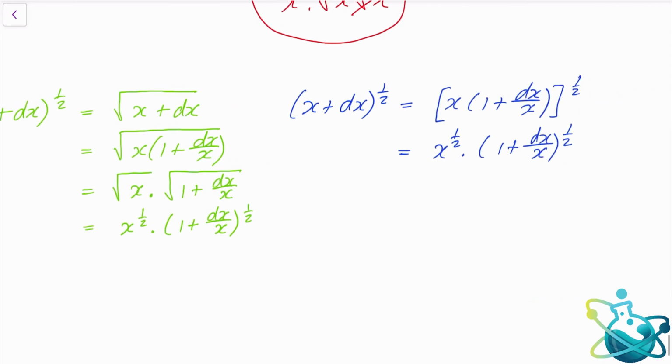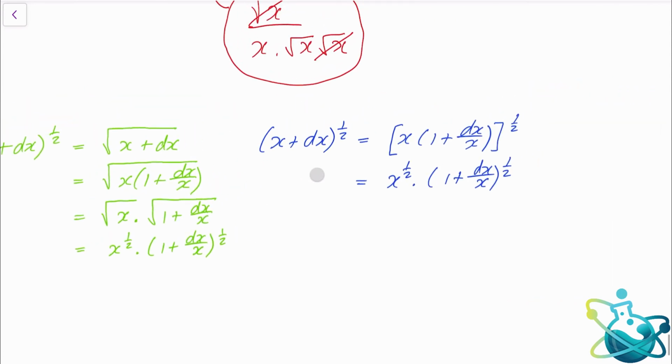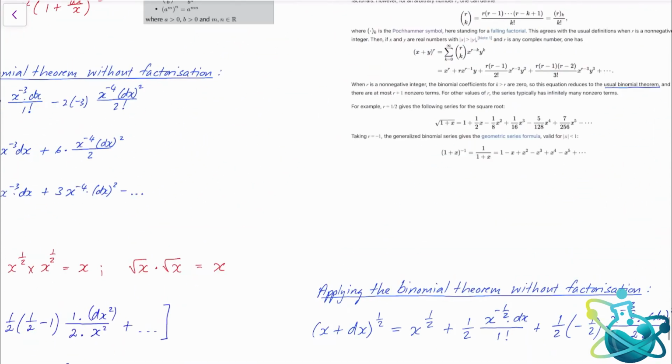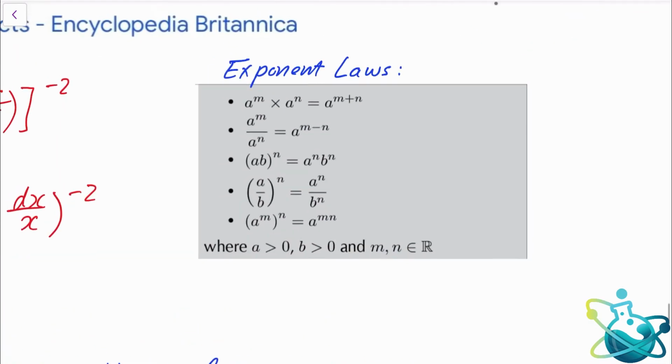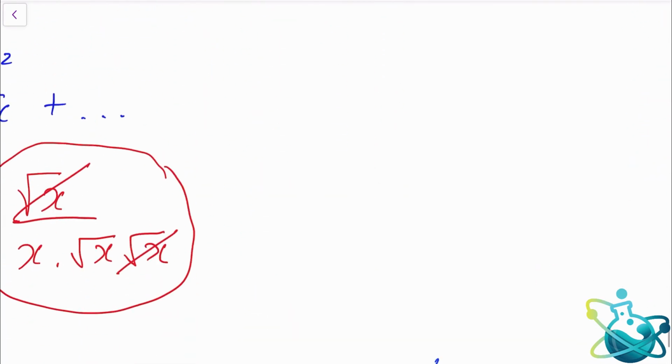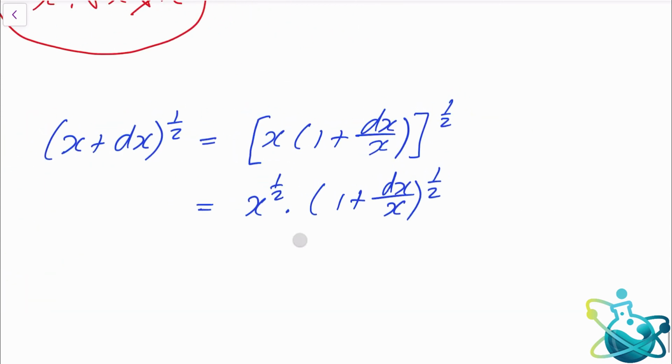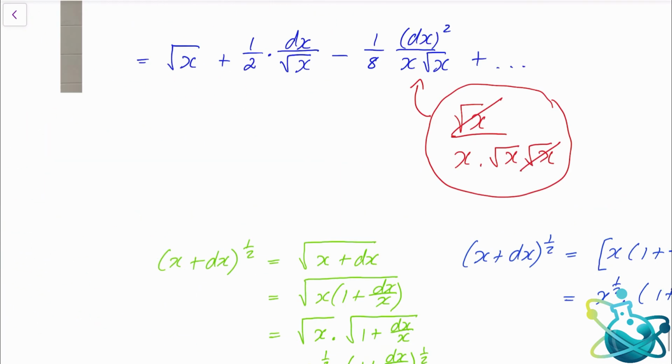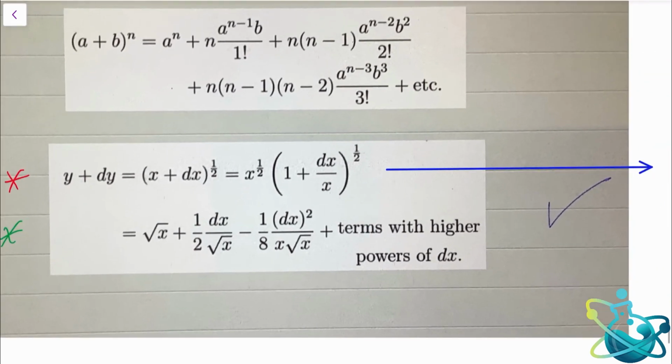Okay, but it's simpler just to write it as x plus dx to the power half, and you keep the power half on the outside, your square brackets. You factorize inside the brackets, and you simply express it again, you use your third rule of the exponents. The third rule here. You use that rule again, and you end up with this. Okay, and this is what you want, and this is exactly what you got here. X to the power half times, in the bracket, 1 plus dx over x, to the power of half.